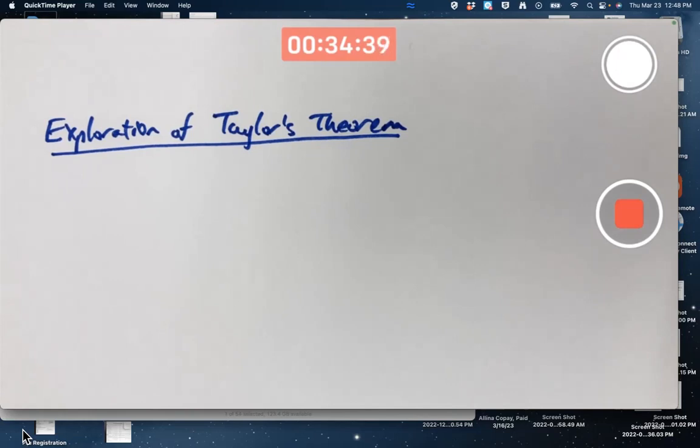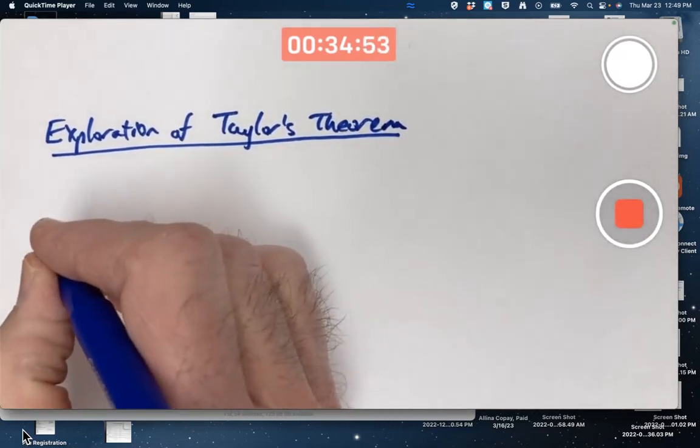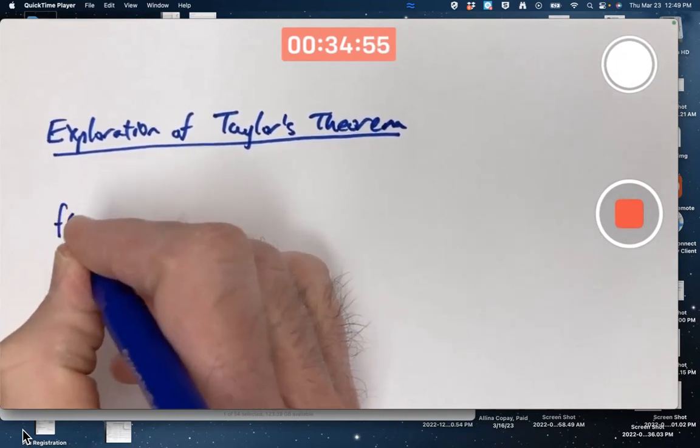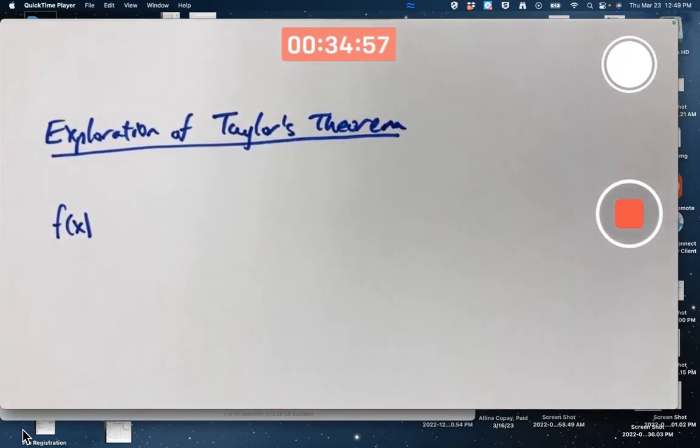But that's not really the main focus here. What does Taylor's theorem say? I'm not going to write out the complete theorem by hand here. We will look at it in the book, but let me just write the main equation and talk about the idea. You've got some function f that's going to be a nice function on some interval.